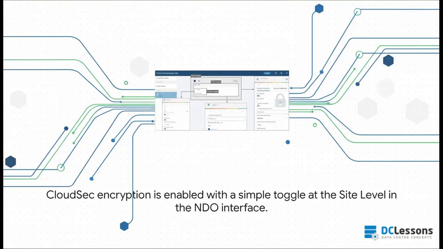And honestly, the best part is just how simple it is. You're going to love this. In NDO, to enable end-to-end line rate encryption for every single packet going between your data centers, you just flip this one CloudSec encryption toggle at the site level. That's it. No extra boxes to manage, no complex crypto configs. It's powerful security made incredibly simple.